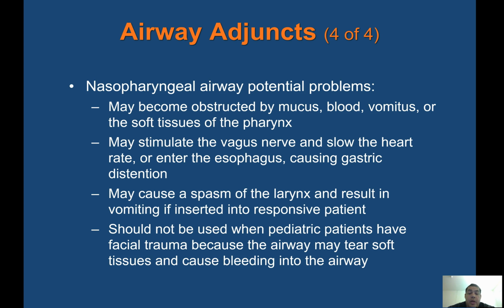Nasopharyngeal airway, potential problems: may become obstructed by mucus, blood, vomitus, or the soft tissues of the pharynx. May stimulate the vagus nerve and slow the heart rate or enter the esophagus, causing gastric distension. May cause a spasm of the larynx and result in vomiting if inserted into a responsive patient. Should not be used when pediatric patients have facial trauma because the airway may tear soft tissues and cause bleeding into the airway.